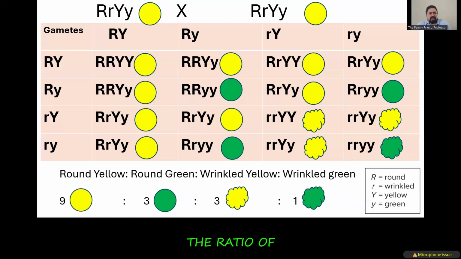The ratio of that would be 9 to 3 to 3 to 1. 9 is dominant for both traits. 1 is recessive for both traits. 3 individuals are dominant for one trait and recessive for the other, and the other 3 are also dominant for one trait and recessive for the other.